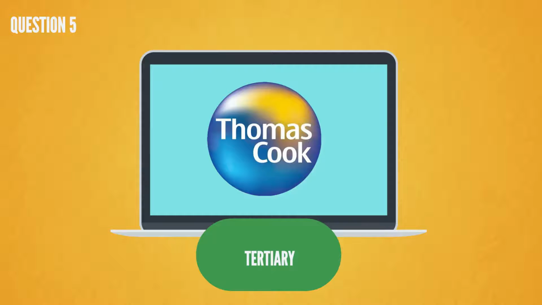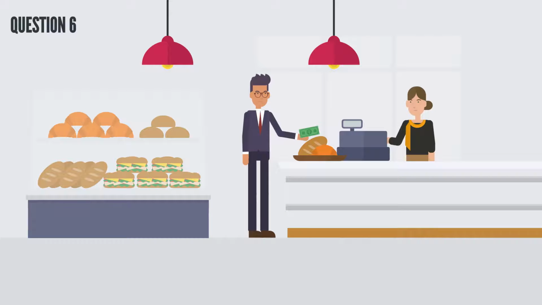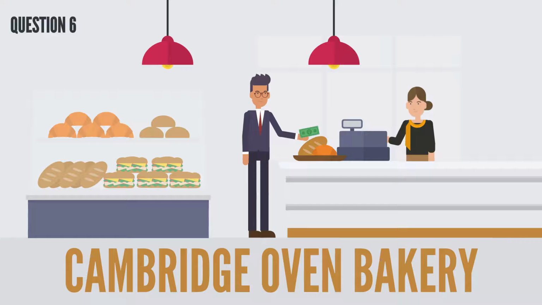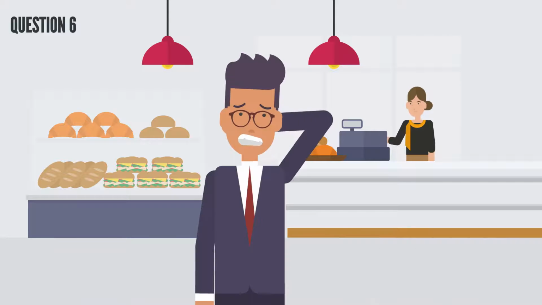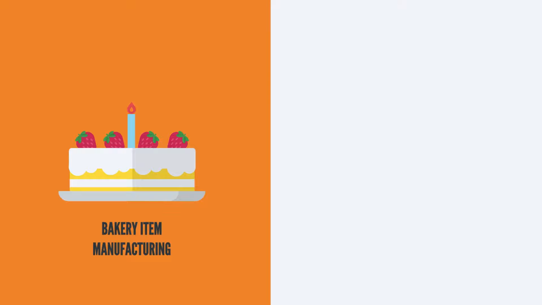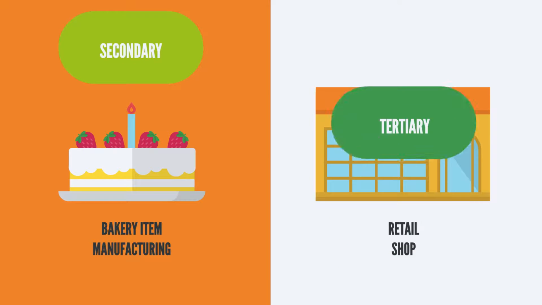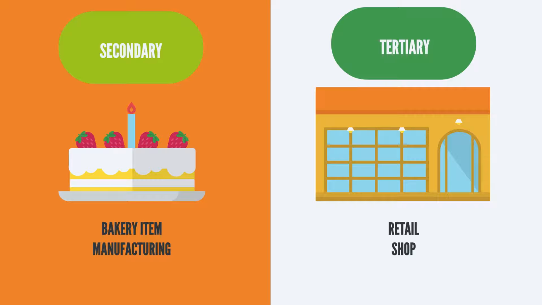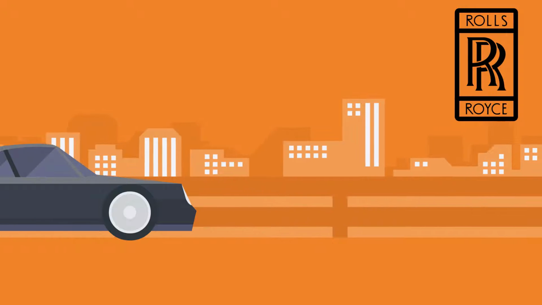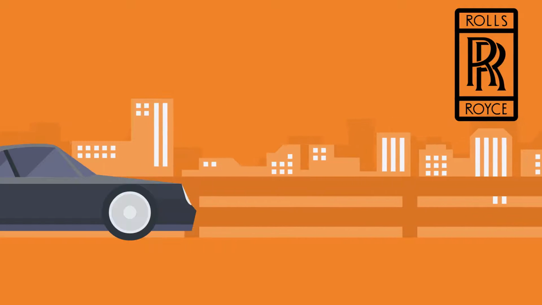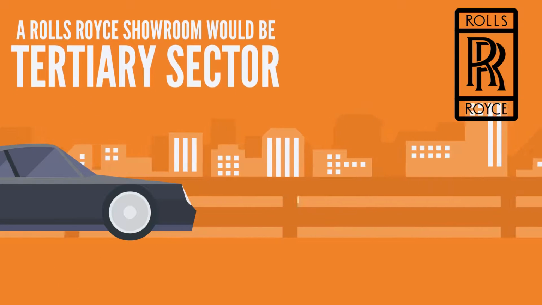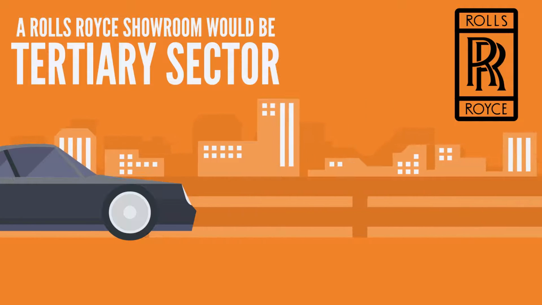In Cambridge, one of the most famous bakeries is the Cambridge Oven. And that's a bit tricky. In some ways, the part of the bakery which manufactures the cake, some would say that comes in the secondary sector. But the retail, the shop where they sell it, would be in the tertiary sector. Similarly, a Rolls-Royce showroom. If you go there, you're entering the tertiary sector.